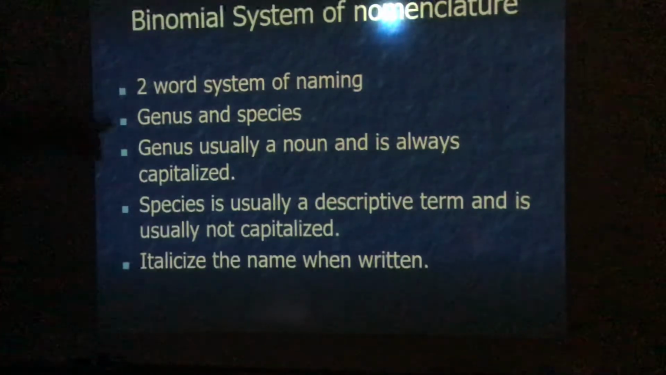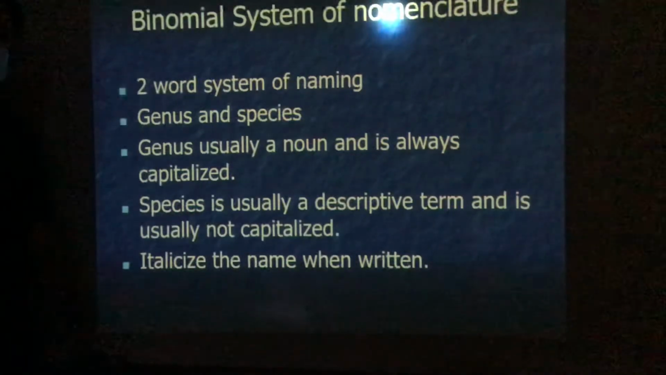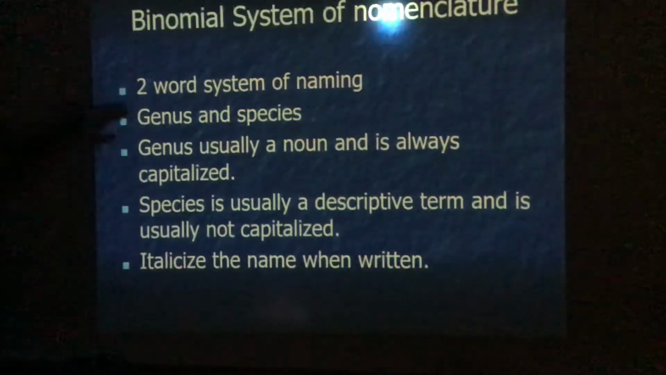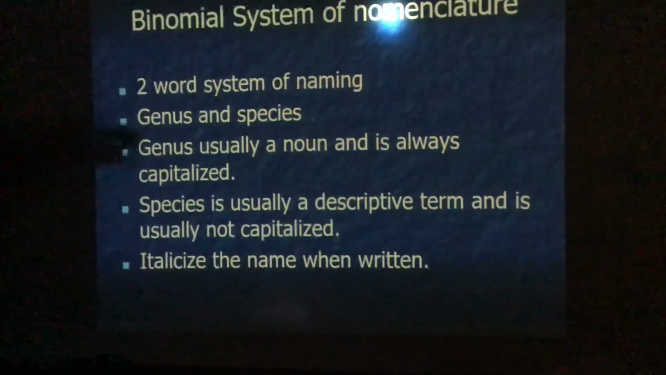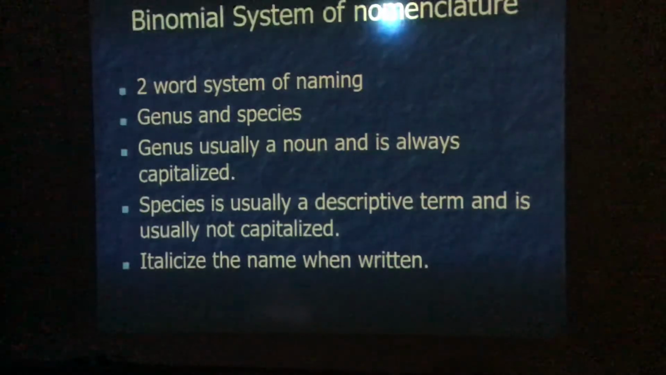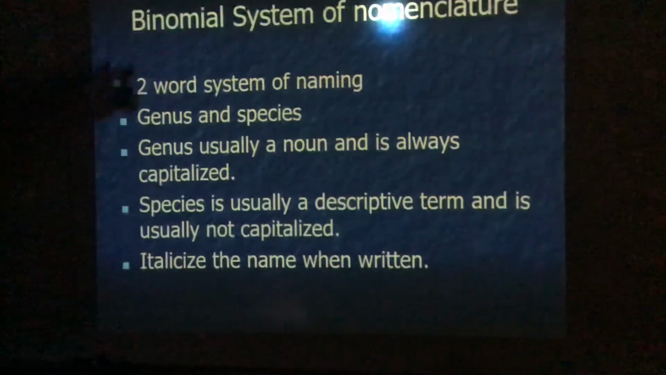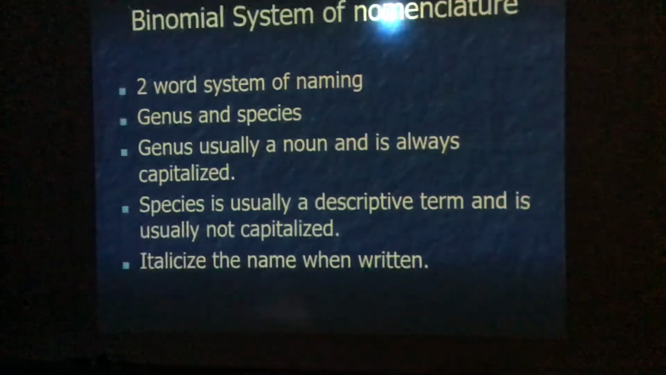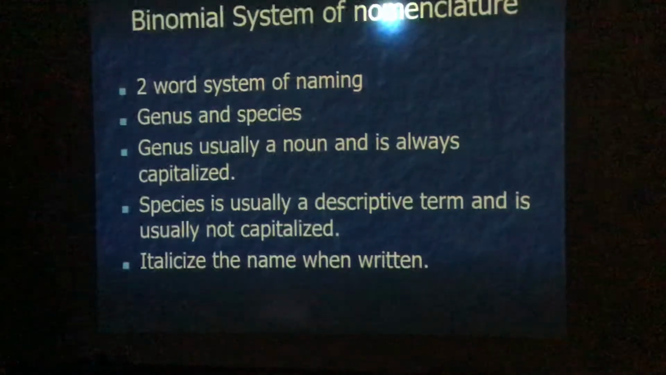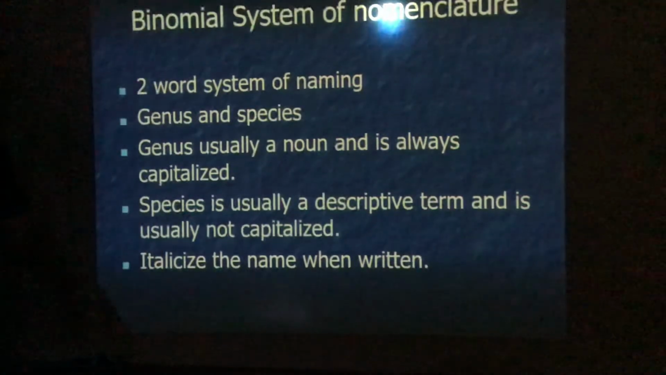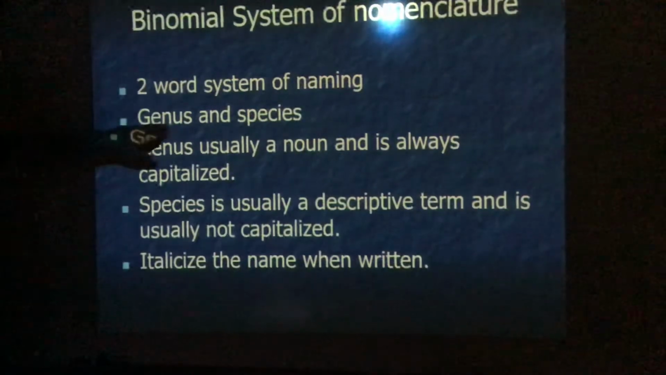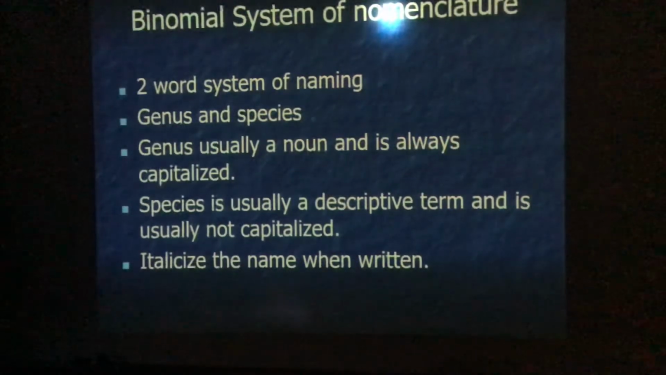So these little bullets are essential, hint, hint. Like I tell everybody when I go over the review, I can make several multiple choice questions off this when we get to the exam way down the road. But here are the rules he came up with. First things first, we're going to have a 2-word system of naming. We're going to have it with the genus and the species. You guys know that as the scientific name.